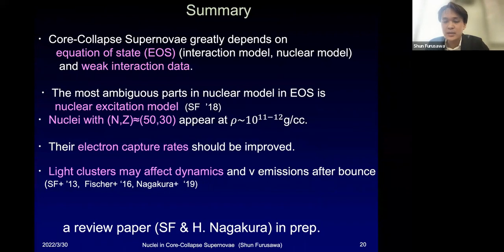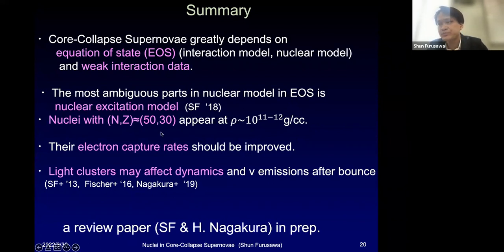Okay, I will summarize my talk. The core-collapse supernovae greatly depend on the equation of state and weak interaction rate. And so nuclear model and nuclear interaction model are required. And regarding nuclear model, the nuclear excitation model is very important. So the ambiguity affects the nuclei which show up in the core-collapse phase. And in the core-collapse phase, nuclei around zinc 80 are very important.